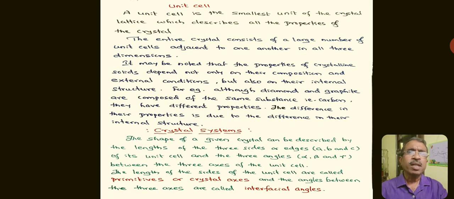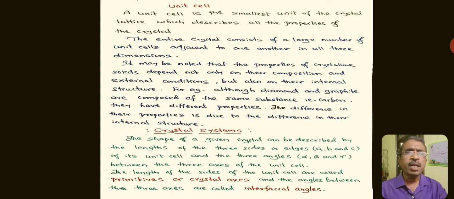Coming to the unit cell. A unit cell is the smallest unit of the crystal lattice which describes all the properties of the crystal. The entire crystal consists of a large number of unit cells adjacent to one another in all the three dimensions.